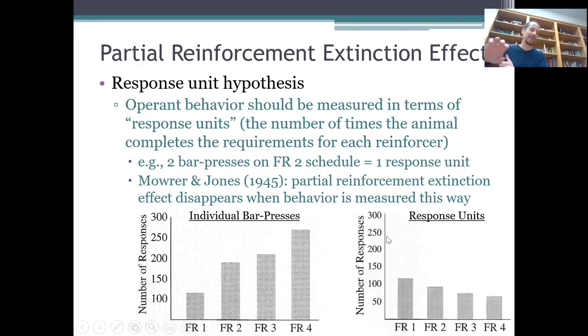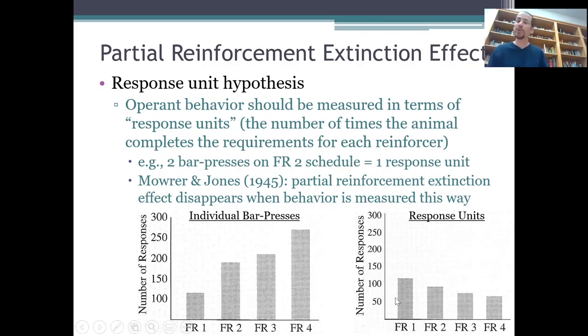In this graph, we're looking at the number of response units that each animal made during extinction. So now we're considering a response to be the animal completing the entire behavior that's required of it to get a reinforcer. Now for the rats in this FR1 group, the continuous reinforcement group, for them, a response is still just pressing the bar one time, right? Because that's all they had to do to get each food pellet, right? So same number for them as in this graph over here.